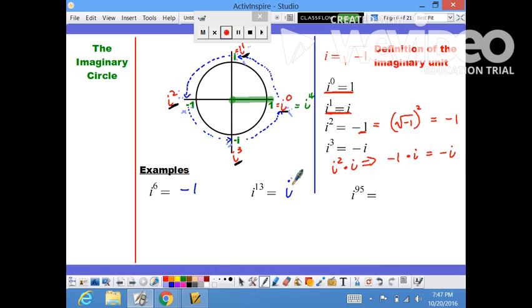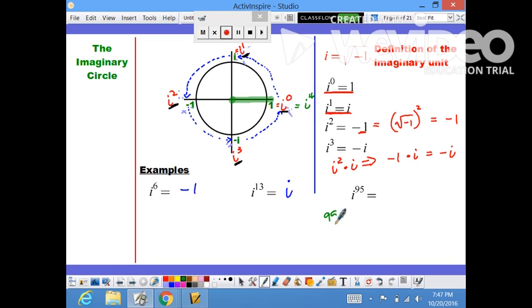Now we have i to the power of 95. If you think that I'm going to go around this circle 95 times, it's not possible. I'm not going to do that. So it has to be an easier way. If you remember from earlier, we said that there are 4 unique values that are circled throughout this pattern. So let's take 95 and divide by 4 and see how many times 4 can go into 95 evenly.